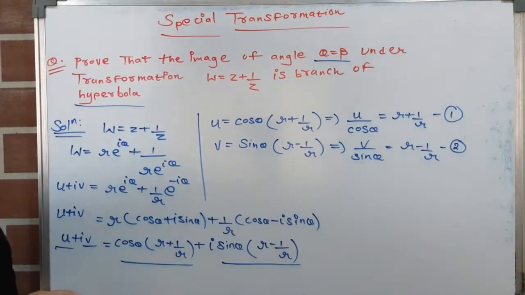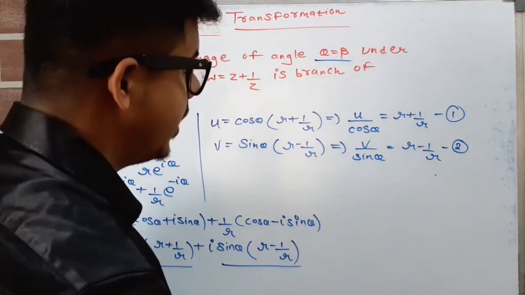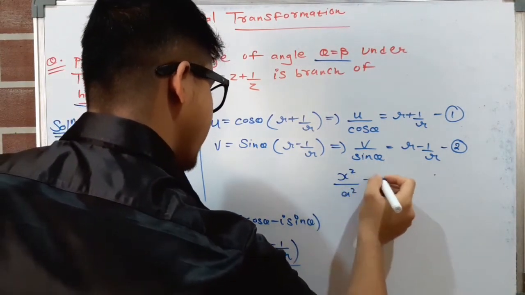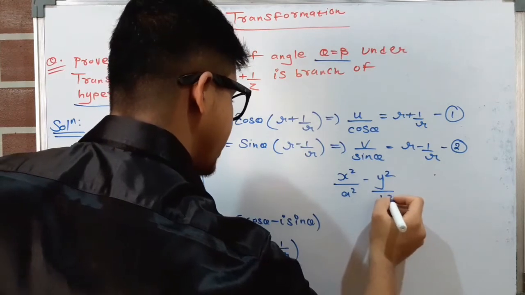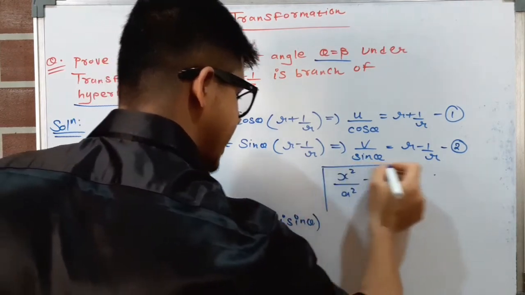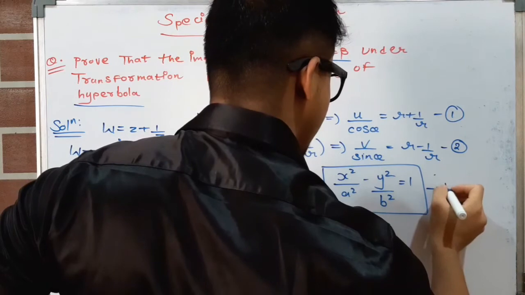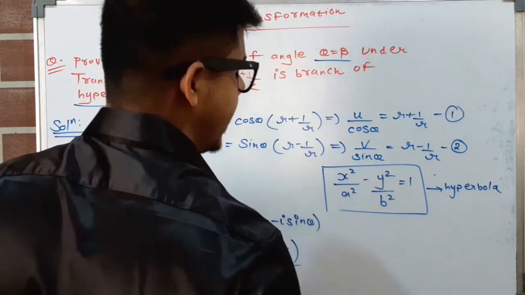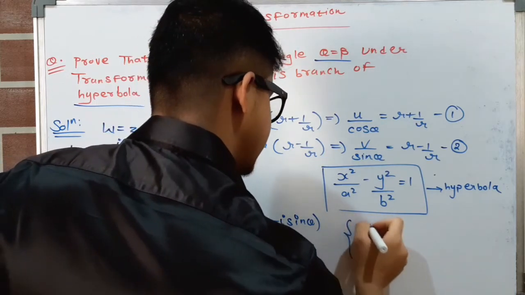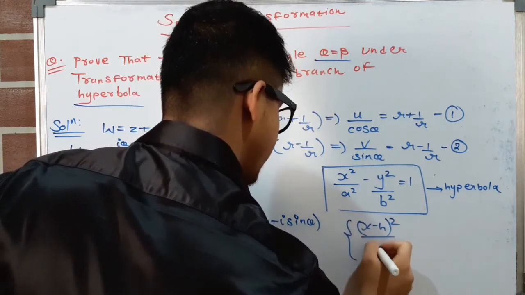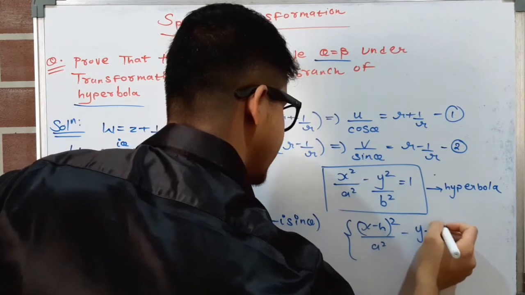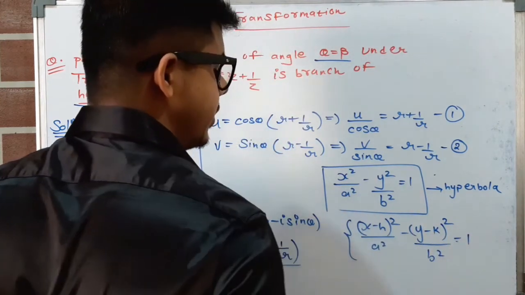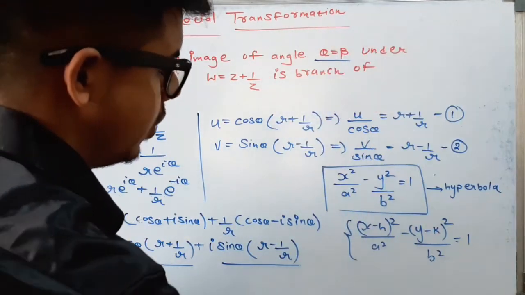Now we want the equation of the hyperbola. So what is the standard equation of the hyperbola? That is x square by a square minus y square by b square equals to 1. This is the standard equation of the hyperbola. This hyperbola passes from the origin because here h and k is 0. That means x minus h the whole square upon a square minus y minus k the whole square upon b square equals to 1. So here h and k are 0. So this hyperbola passes from the origin.